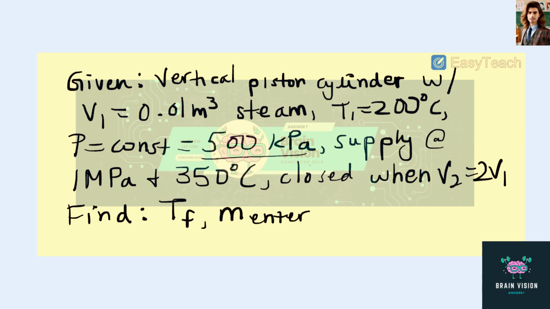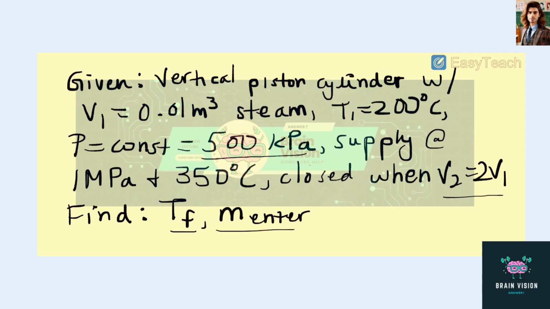There is a supply line at 1 megapascal and 350 degrees C, which is closed when the volume inside the cylinder is equal to 2 times the initial volume. Assuming that there is no heat transfer, what we're asked to find is the final temperature and the mass that has entered this piston cylinder.